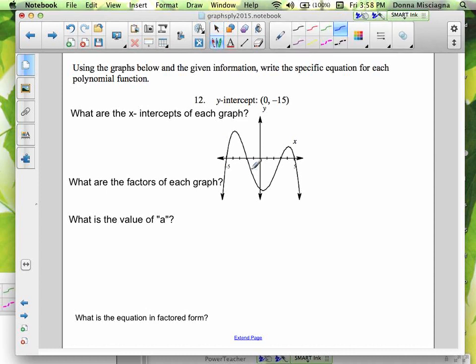Okay. So we have an x-intercept there, an x-intercept there, an x-intercept there, and an x-intercept there. So you can see we have 4 x-intercepts. We have one at -5, 0. We have one at -2, 0. We have one at 3, 0. And 5, 0. Okay, we'll check for multiplicity.